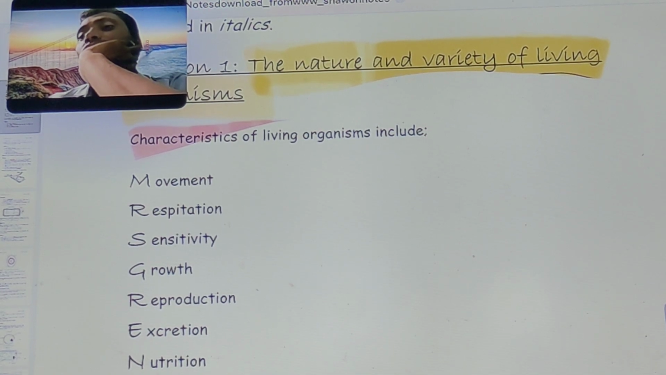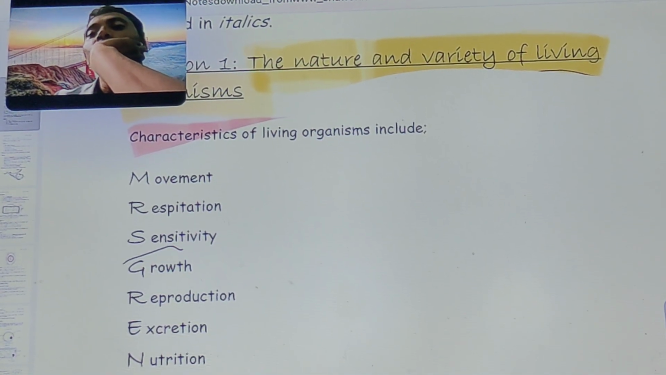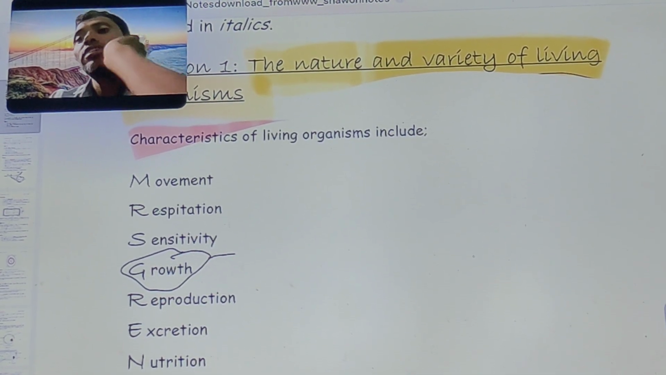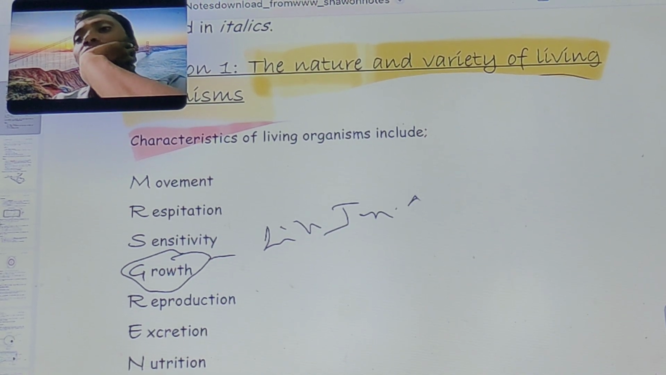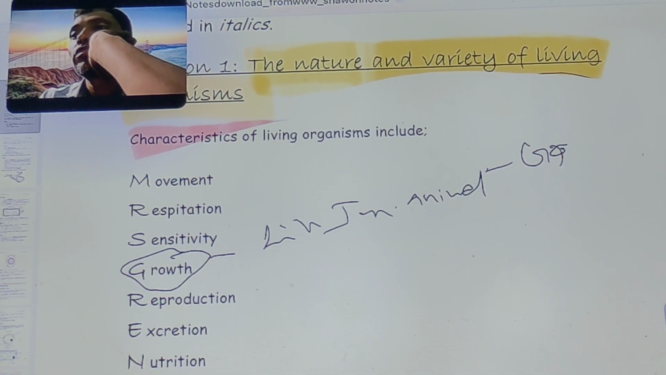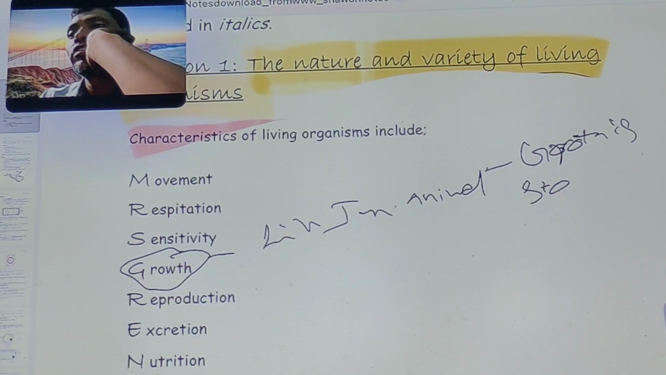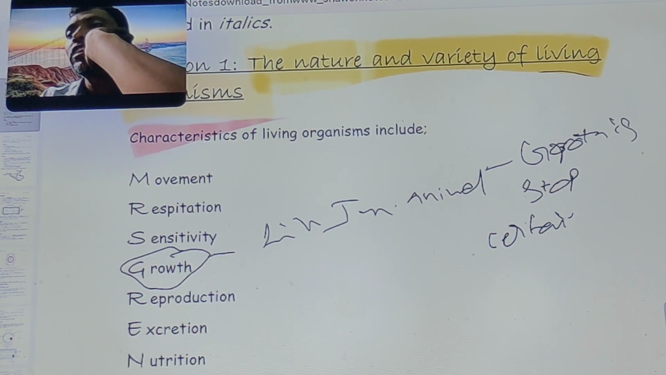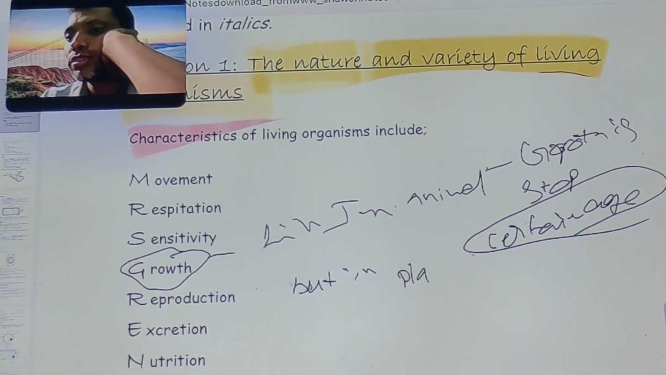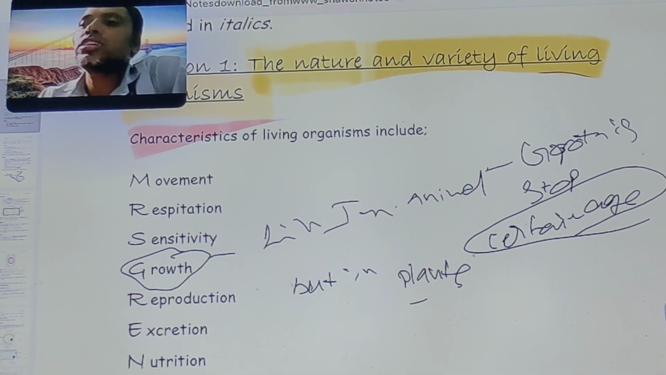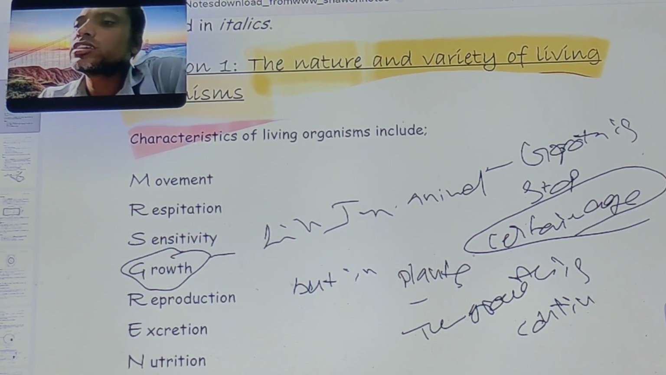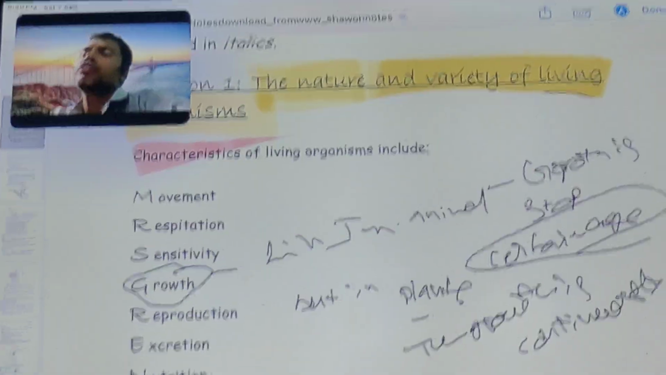We cannot say growth is only inside or outside, since living and non-living things both show growth. In animals, growth stops at a certain age, but in plants, growth occurs continuously throughout their life.